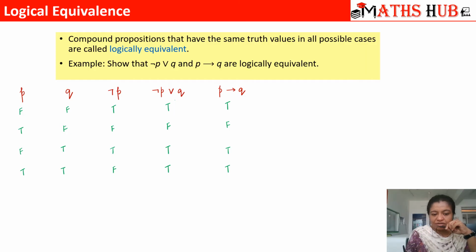So now check these two columns. Are we getting the same truth values in all the possible cases of P and Q? Yes. So in this case, we say that not P or Q is logically equivalent to P implies Q. So this is the symbol for logical equivalence, right? So we say they're not equal, but they are logically equivalent to each other, right?